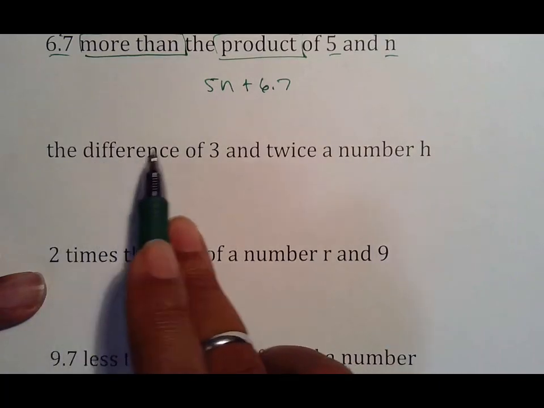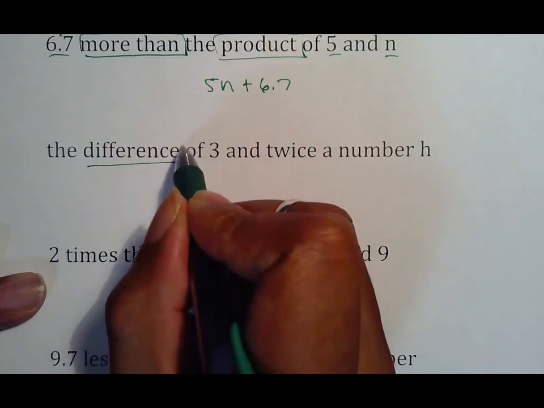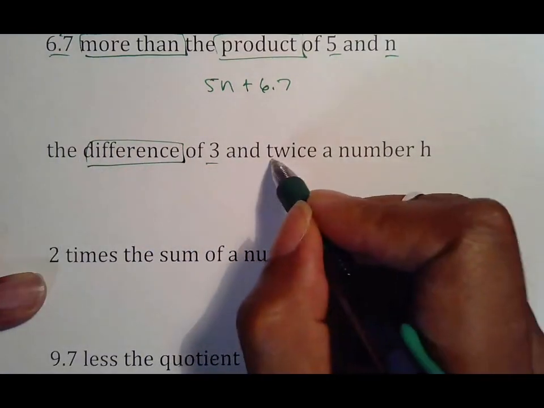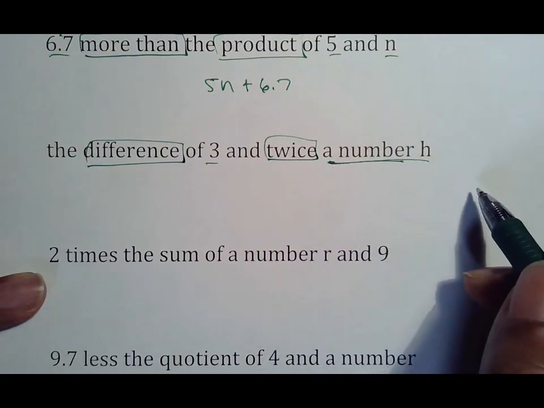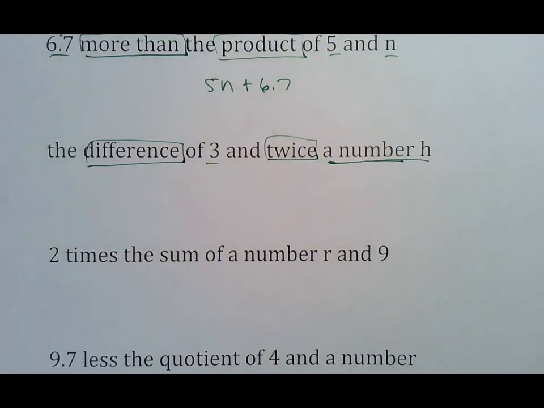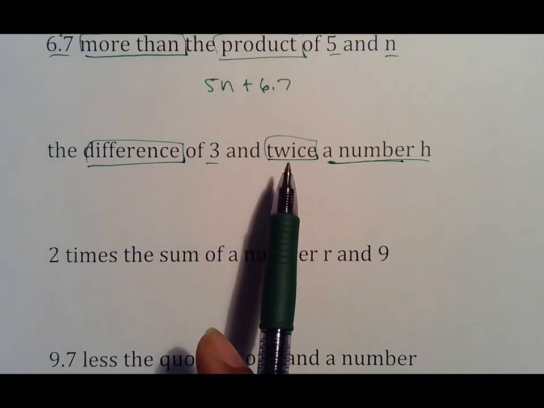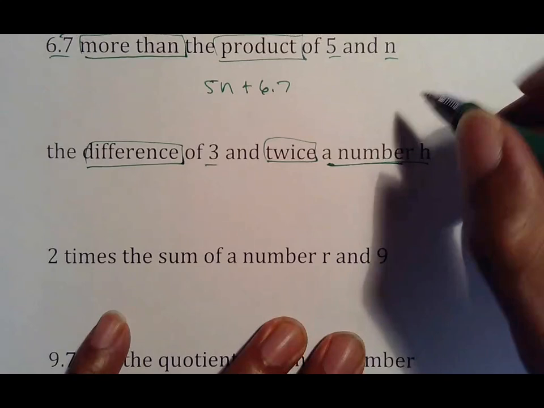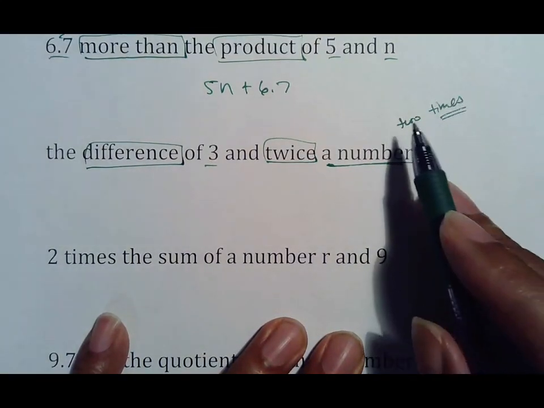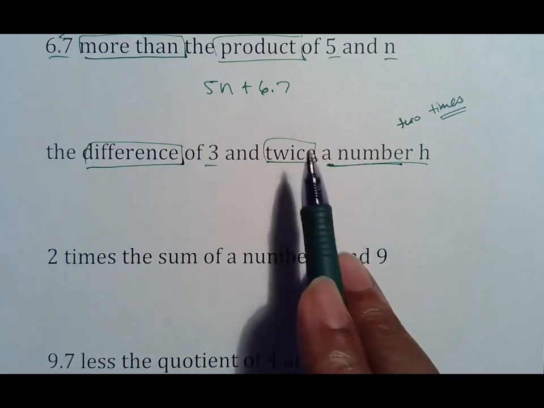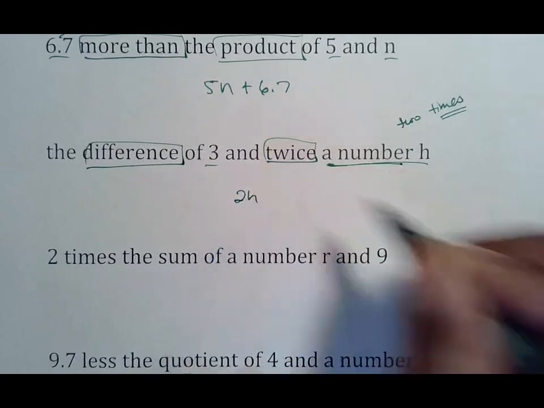The difference of 3 and twice the number h. Okay, again, difference, 3, that's a number, and a number h. So this is tricky here. I'm marking this as an operation because if you do something twice, then you're doing it 2 times, which pretty much means you're multiplying times 2. And so if you read this as multiplication, twice a number h is going to be 2h.